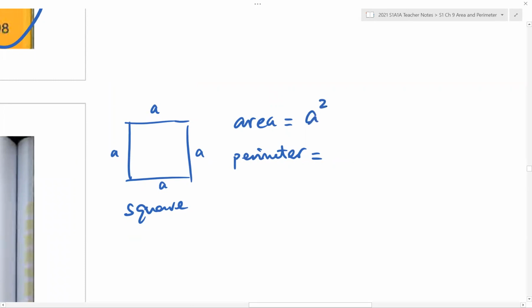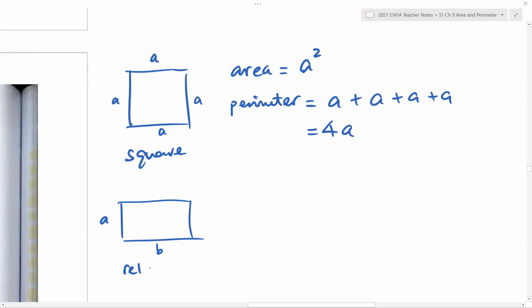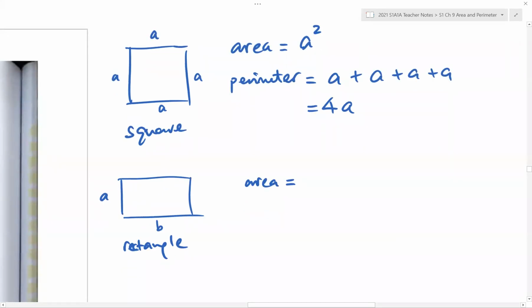Okay. Now, Reynard, what is the perimeter of this square? A plus A plus A plus A. So how many A's? 4 A's. So that is our perimeter for a square. We now move on to a rectangle. Let's call the sides A and B.